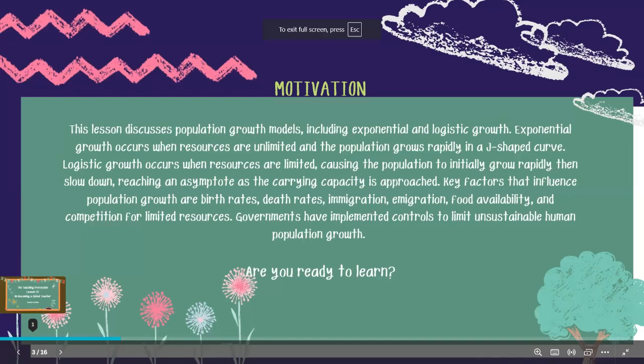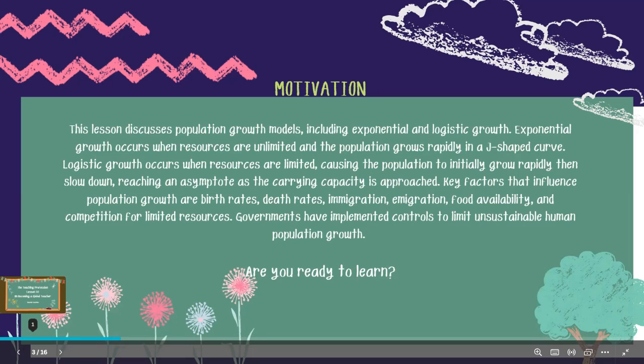This lesson discusses population growth models, including exponential and logistic growth. Exponential growth occurs when resources are unlimited and the population grows rapidly in a J-shaped curve. Logistic growth occurs when resources are limited, causing the population to initially grow rapidly, then slow down, reaching an asymptote as the carrying capacity is approached.